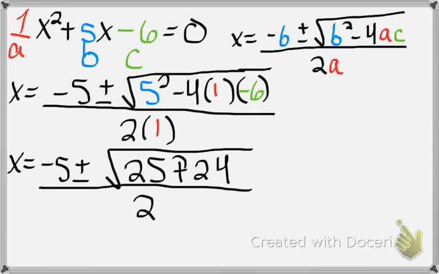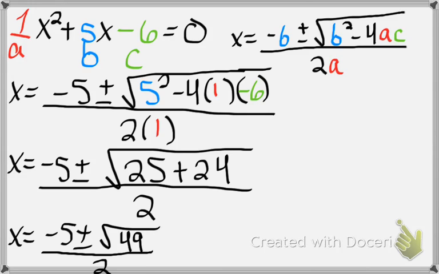Now we're ready to actually combine them. And it turns out becoming addition, because a negative times a negative was a positive. So 25 plus 24, well, that's 49. That brings us to our next step. Okay, so we have -5 plus or minus square root of 49 all over 2.